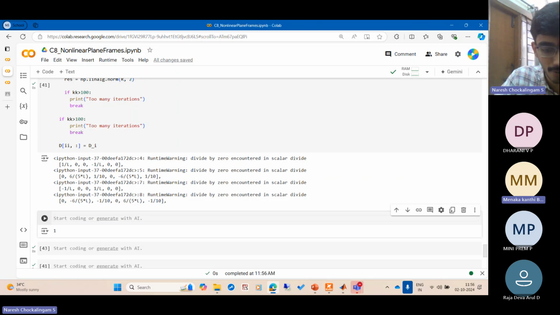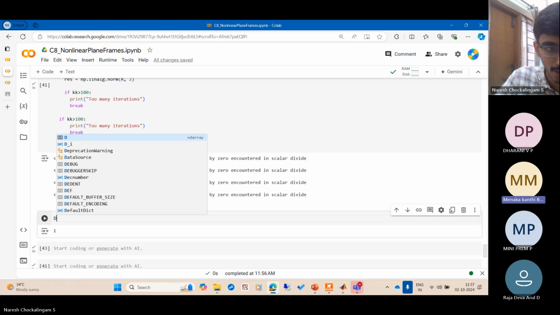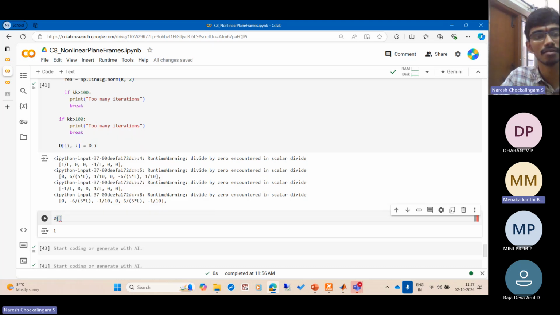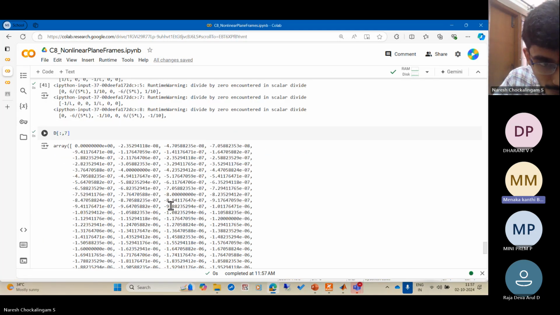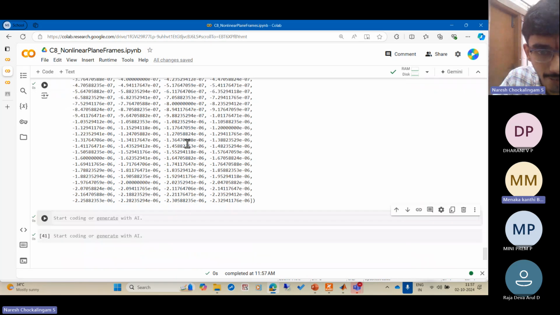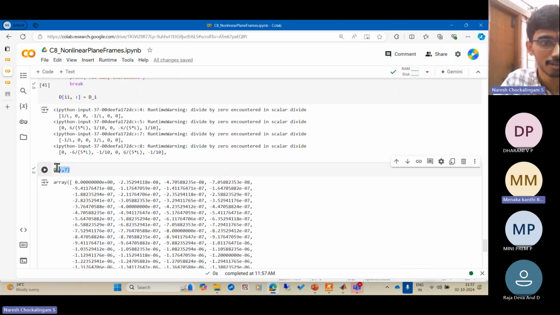Let's plot. Let's see, d of, so we are looking at the seventh degree of freedom, colon comma 7. Let us see what it looks like. So 10 power minus 8, 10 power minus 7 goes up to 10 power minus 6. And it is linearly increasing. Fine. So let us plot this.